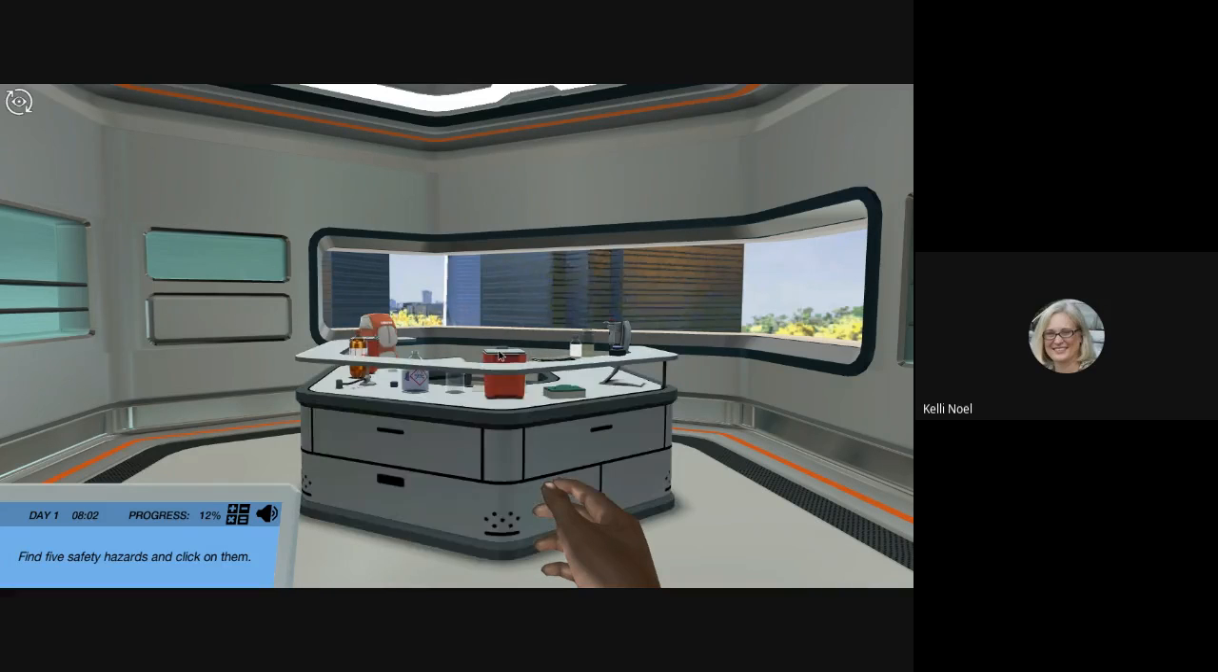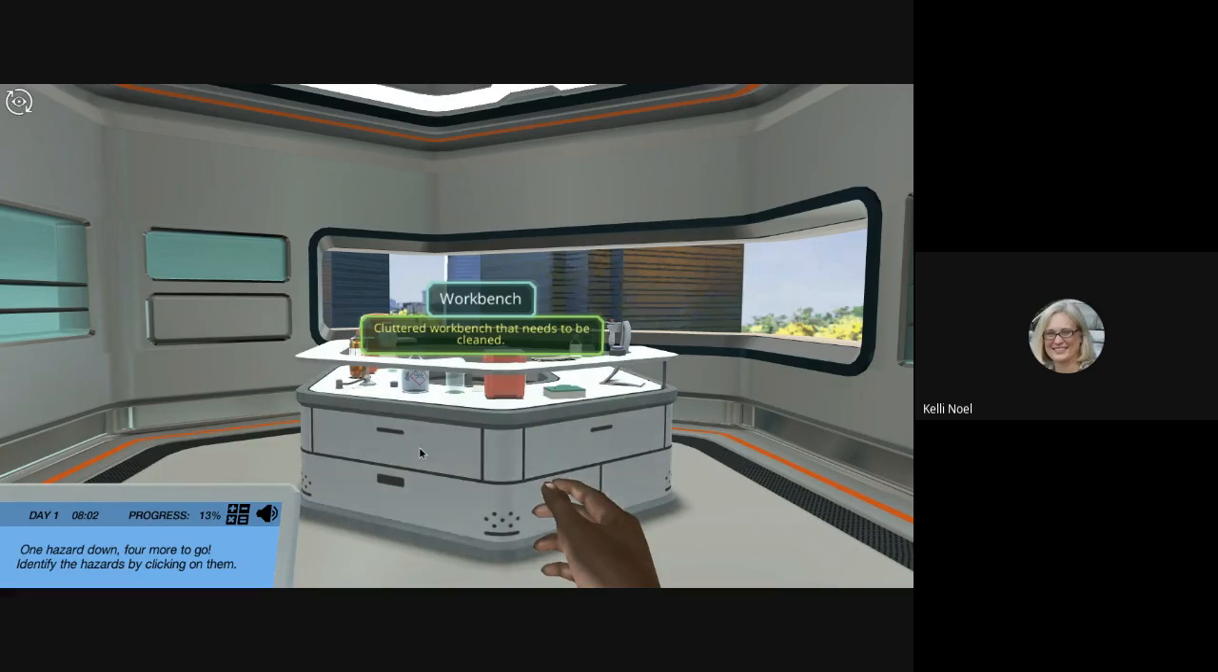Well, maybe. That's it. This bench looks very messy. It is important to keep the lab bench tidy. Any clutter should be cleared away before starting a new experiment, and there should be no hazardous chemicals left on a workbench. So one hazard down, four more to go.